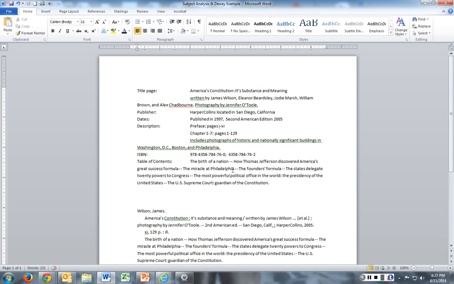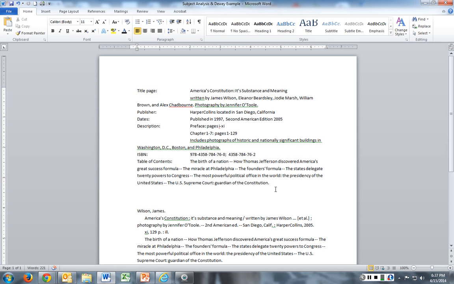The miracle at Philadelphia is probably talking about the Congress that met and how they worked out the Constitution. Again, the founders' formula. Then the next three are talking about the different branches of government. The states delegate 20 powers to Congress, so that's the legislative. The most powerful political office in the world, the presidency of the United States, that's the executive branch. And then the U.S. Supreme Court, guardian of the Constitution, so that's the judicial.